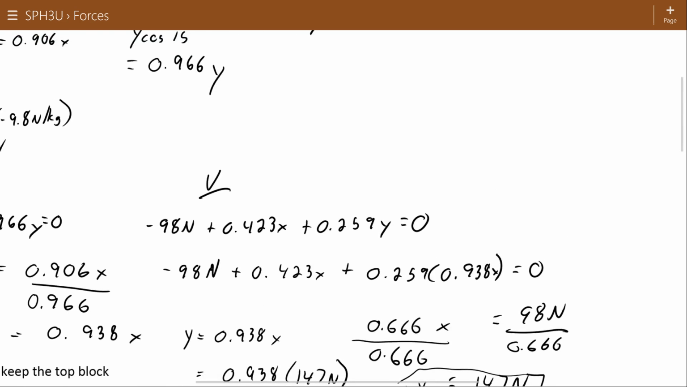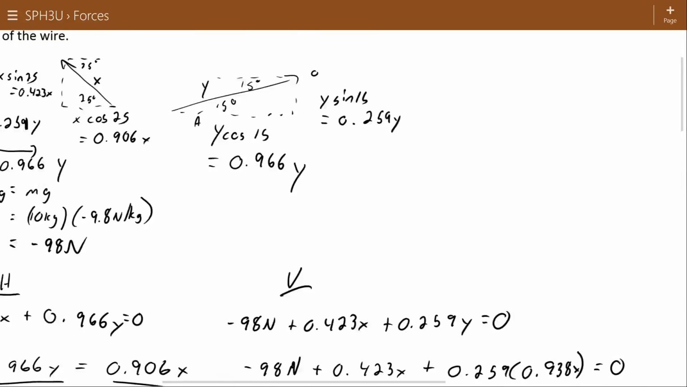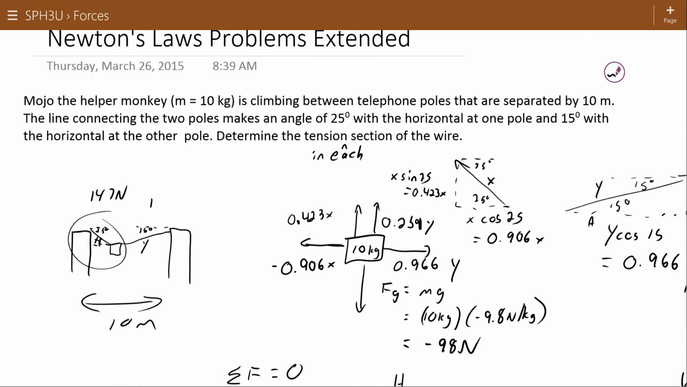tensions. So that means that this tension worked out to be 147 newtons, and this tension worked out to be 138 newtons. So there it is. That's how much tension would be in those wires. I guess it's interesting to note that both wires, because they're pulling against each other horizontally, are carrying much more tension than half of the monkey's weight. So they're fairly high tension in that situation.